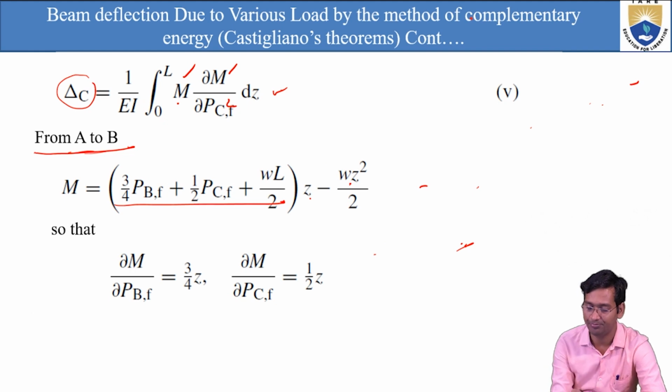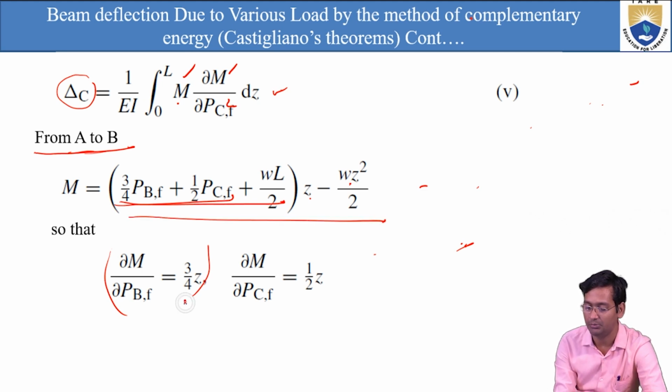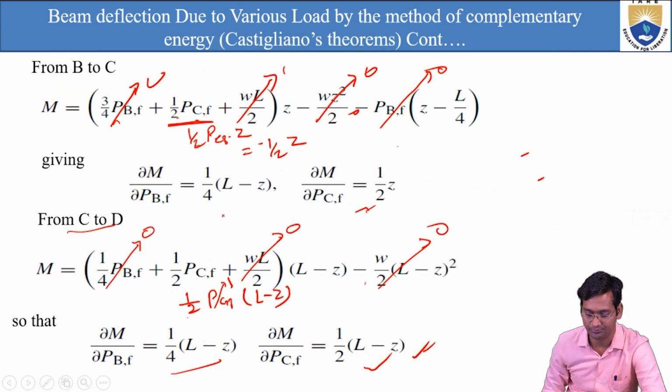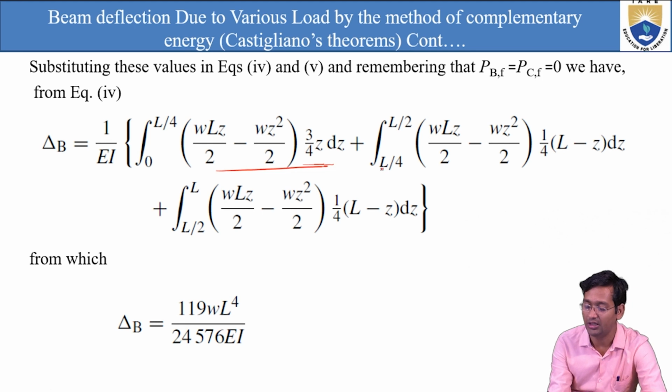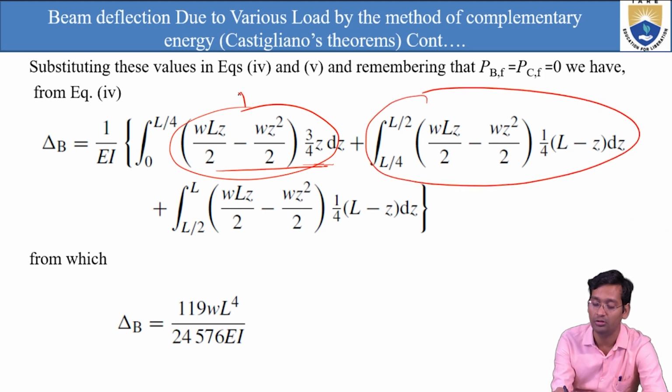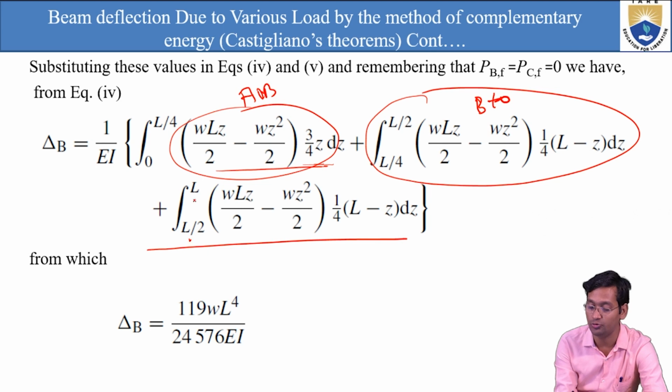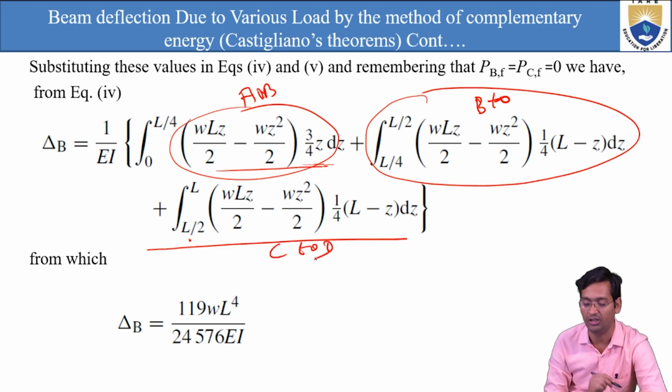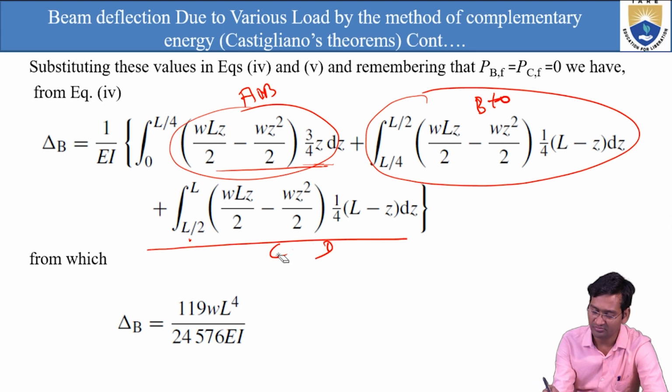Let's see here, M for A to B is this 3 by 4 Z. So this whole thing is the M, and del M by del PVF, because first we are finding PVF, so we will not consider the other term this time, only this and this. Here, from 0 to L by 4 is the first part, L by 4 to L by 2 is for B to C, and L by 2 to L is for C to D. Just substitute all the parts, you will get this one.